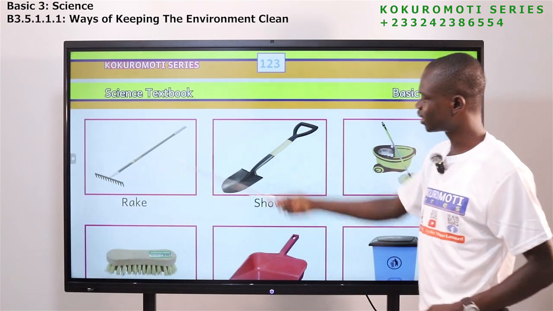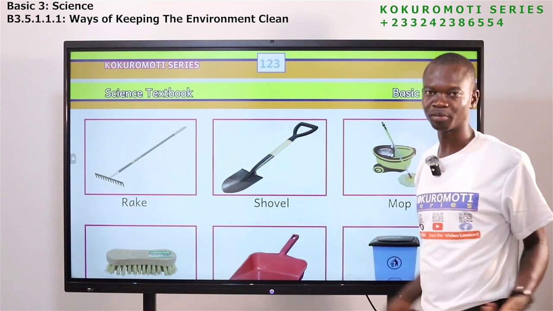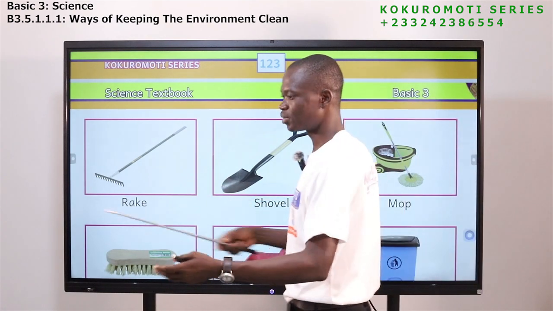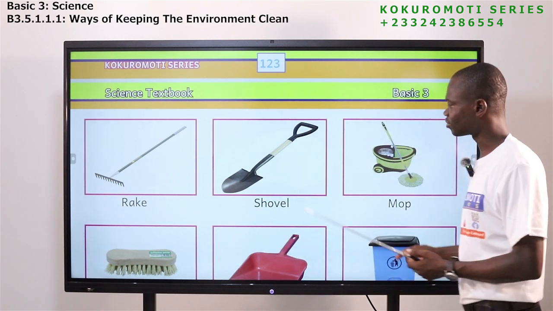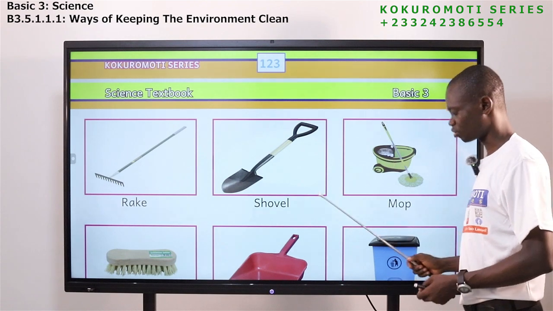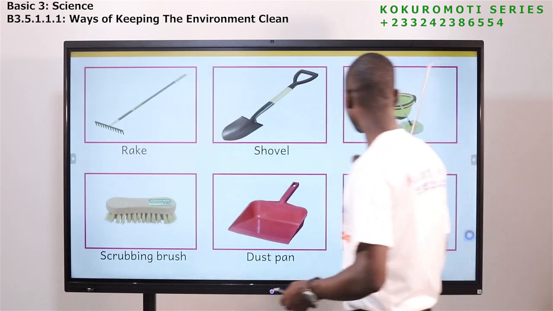All of you, rake. So rake is a tool that is used to keep the environment clean. We use it to remove what? Debris and other waste materials. Okay, this is shovel. All of you, shovel. Again, shovel. It is used to fetch sand. Okay, this one is mop.